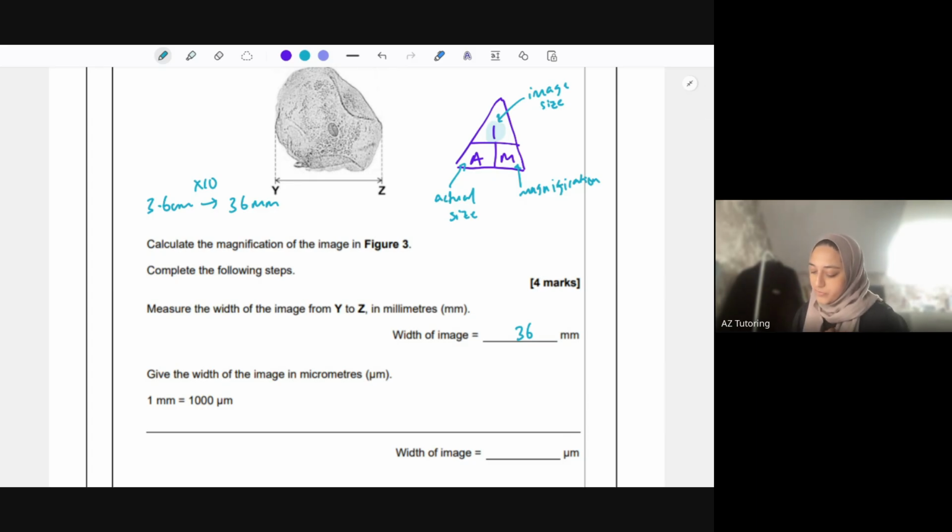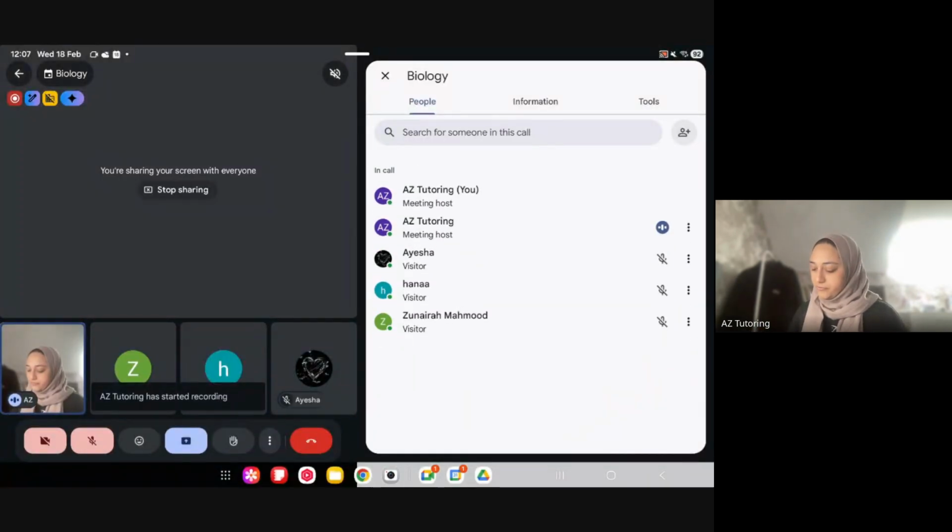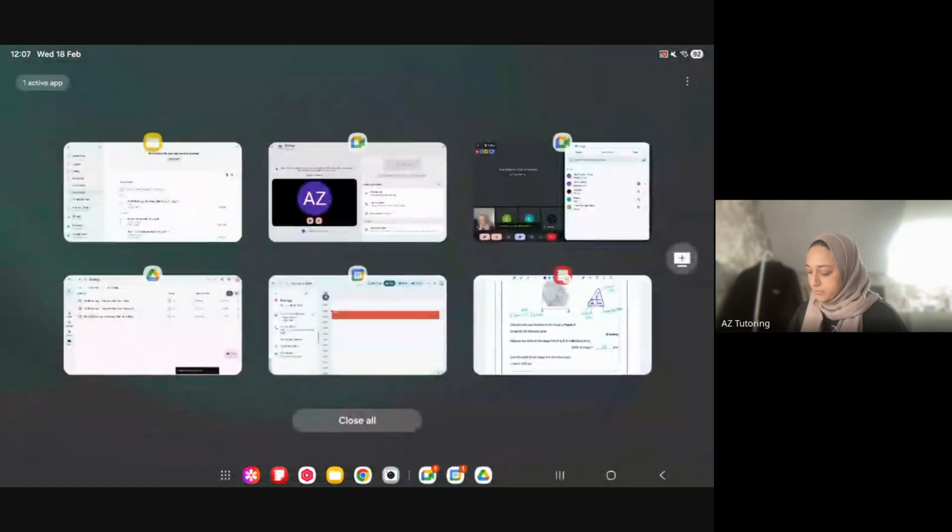It says given the width of the image is in, we want to give the actual size in height. And they've given you, oops, 2 seconds.